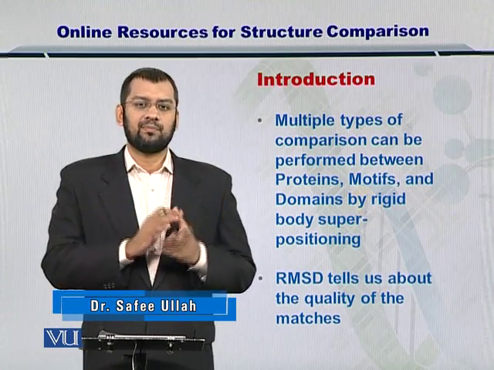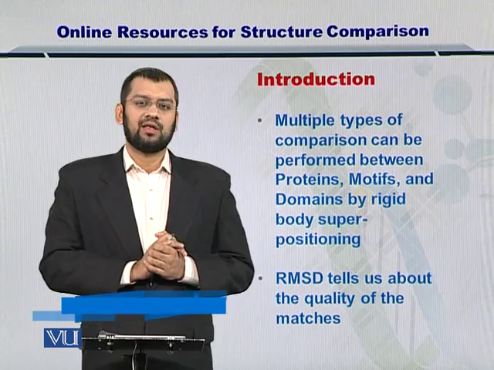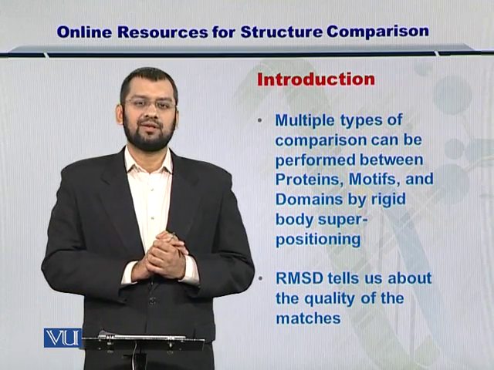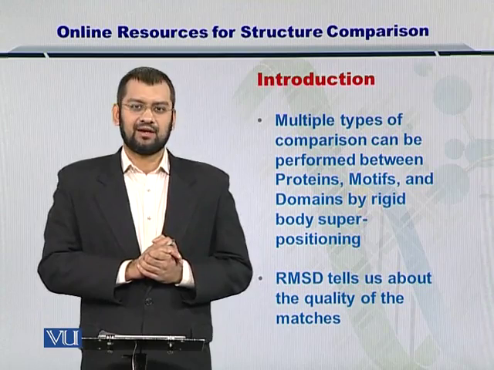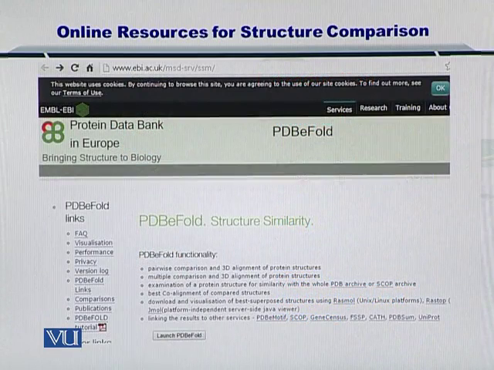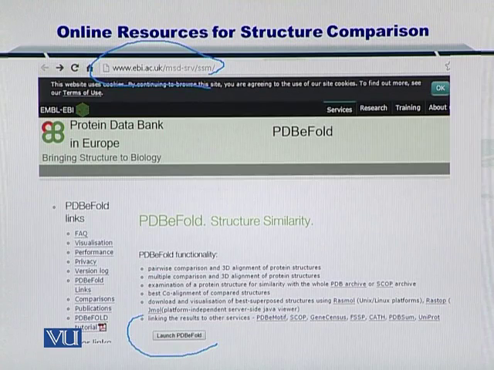More so, once you have compared the protein structures, then you can calculate their root mean square distance and talk about their similarity. Towards the online resources for protein structure comparison, the first one is the PDB-E-Fold. This program is available on EBI, that is the European Bioinformatics Institute, and you can access it here in the URL given on top. And next, you can simply click the Launch PDB-E-Fold button to arrive at the software itself.